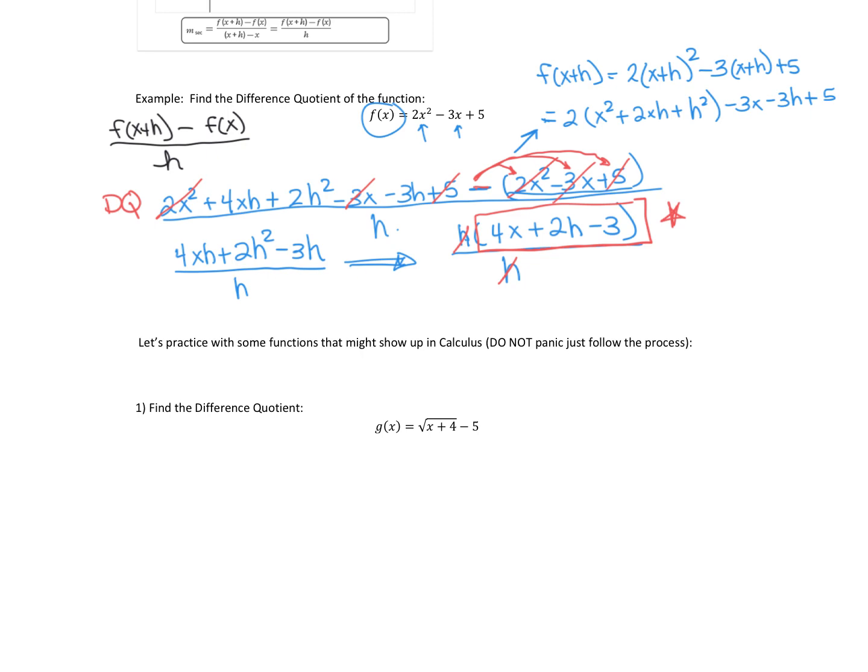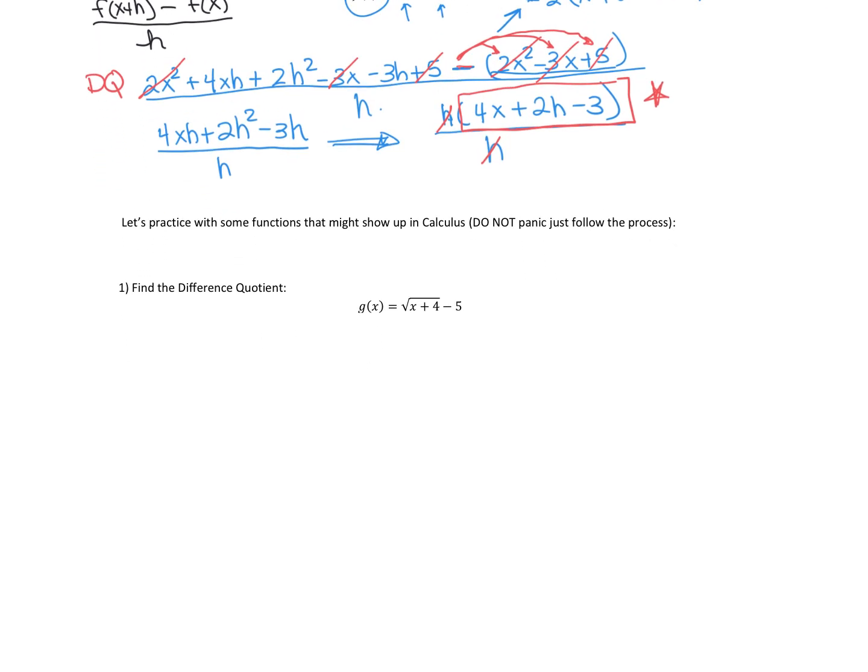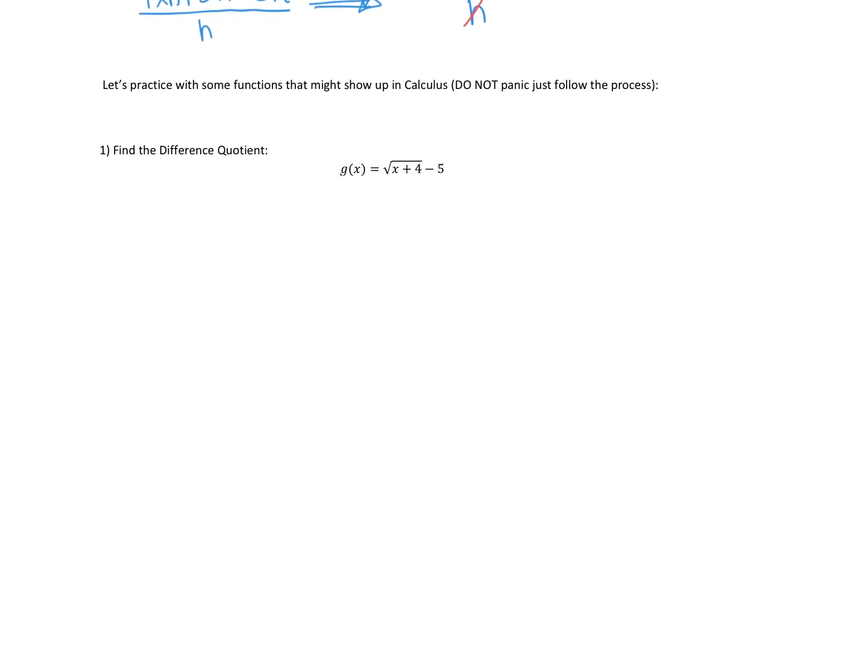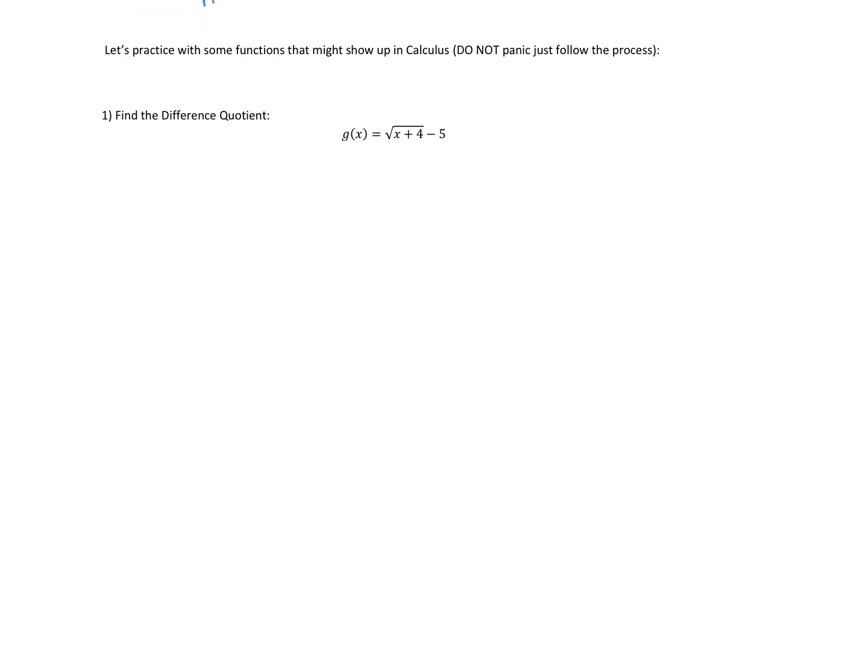So finding a difference quotient for a polynomial is not too difficult. As long as we follow that process, we can find the difference quotient of lots of different kinds of functions. So here we have a radical function, and I'm going to start by finding g of x plus h like we did before. And that's going to give us the square root of x plus h plus 4, minus 5. And then I'm going to set up my difference quotient.